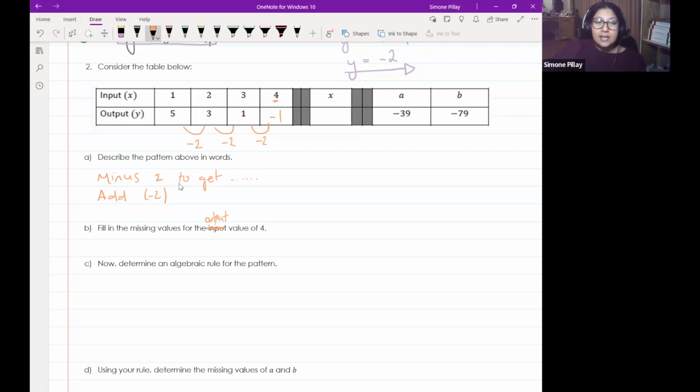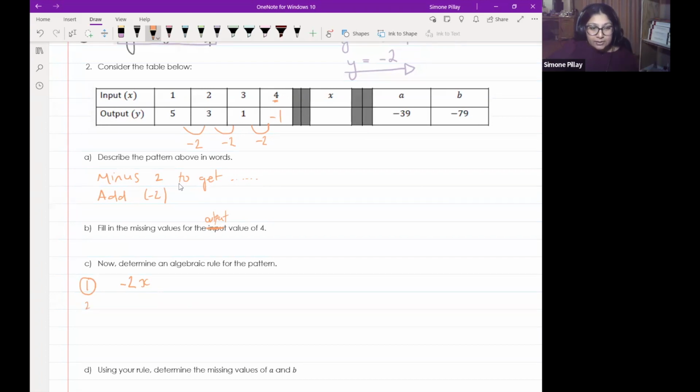Then it says, now determine an algebraic rule for the pattern. So let's do step number 1. I'm going to take my input and I'm multiplying it by what we are adding or subtracting to get to the next term. And in this case, I'm multiplying by negative 2. I'm going to multiply by negative 2.